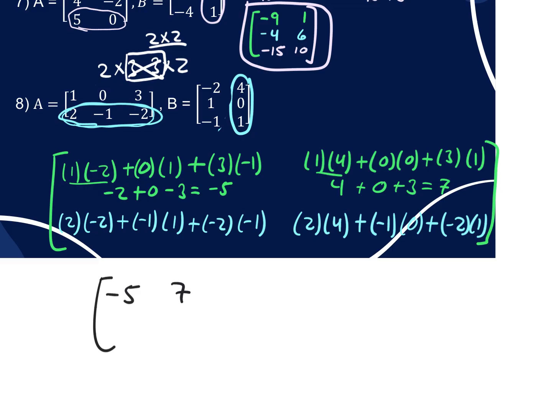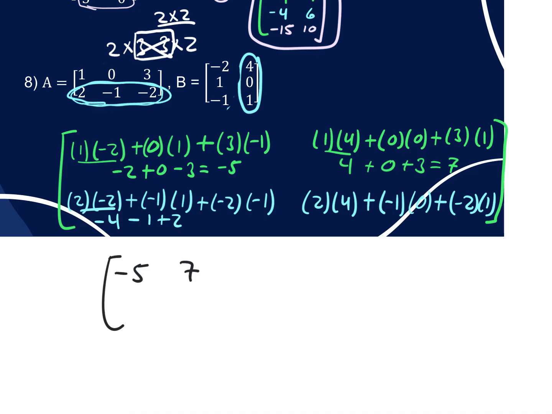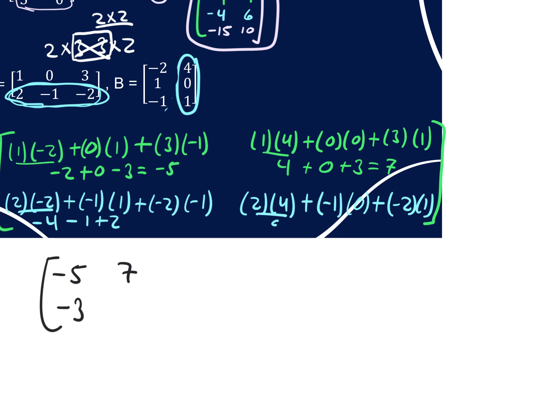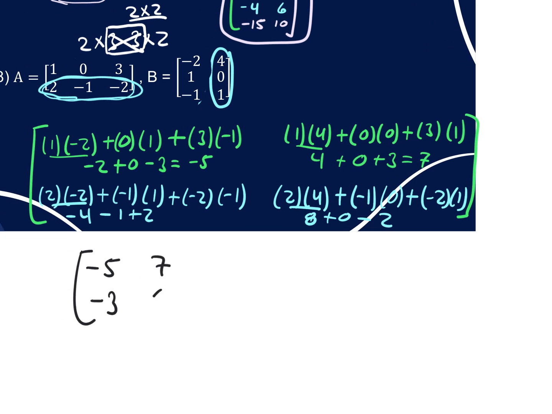All right. Let's do the same thing with the next row. 2 times -2 is -4. 1 times -1 is -1. And -2 and -1 is +2. Combine these, we should get -3. All right. Let's do the same thing with the next one. 2 times 4 is 8. -1 times 0 is 0. And -2 and 1 is just -2. So 8 minus 2 is going to get you 6. This is your final answer here.